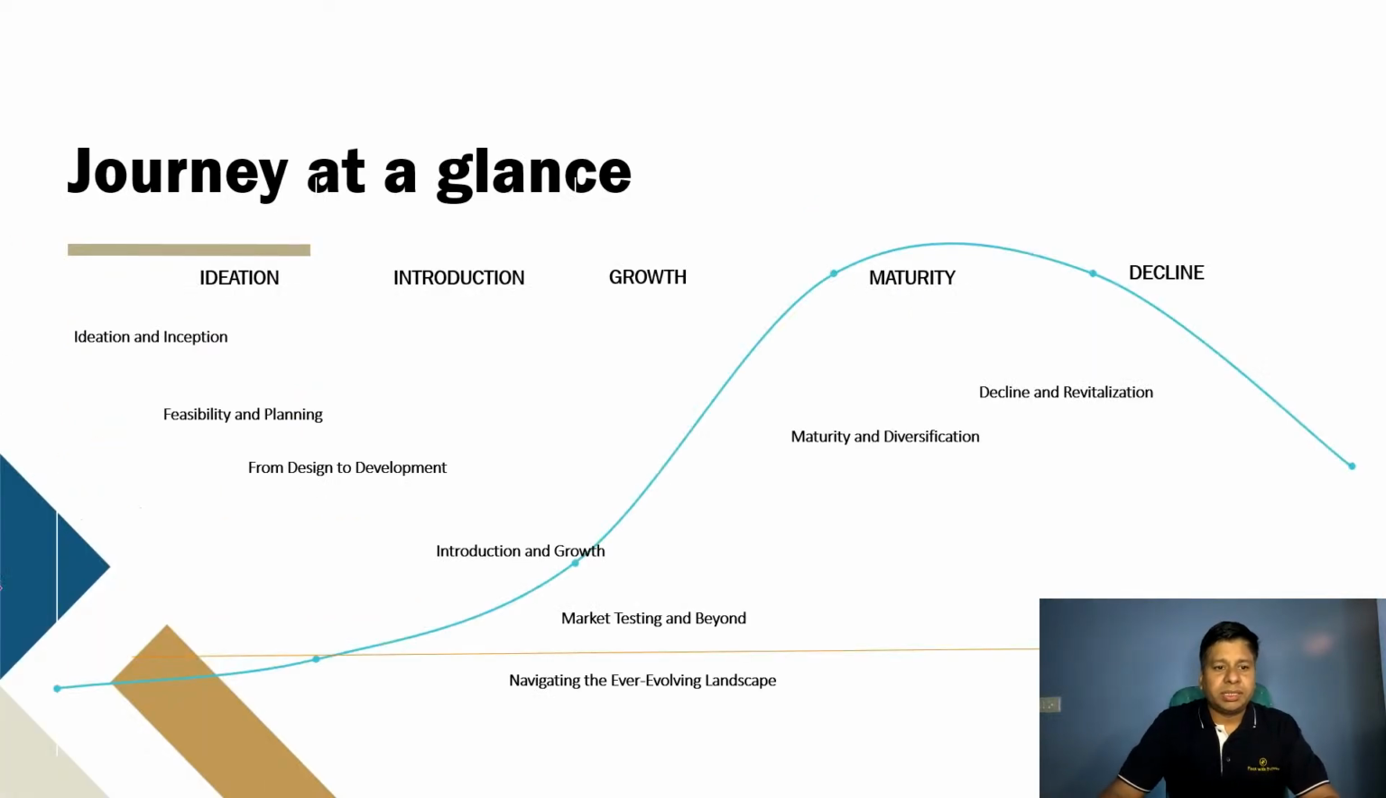Now, this is the journey we are going through. We have discussed ideation and inception in the previous sessions, also feasibility and planning. Right now, we are in the segment where we'll discuss design to development. Although we have discussed some design thinking tools in the previous session as well, while doing the ideation or figuring out if the idea is viable or not, from the design thinking perspective, we will now deep dive into design.